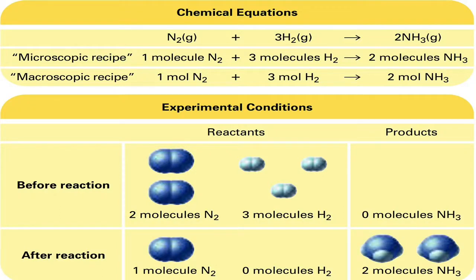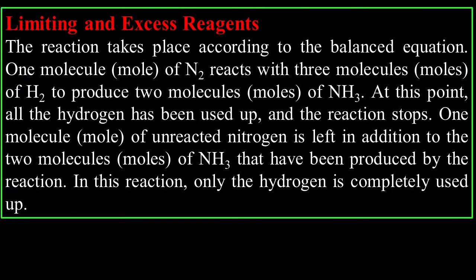Here we have the equation, the microscopic and the macroscopic, and we have the experimental conditions. We have 2 molecules of nitrogen, 3 molecules of hydrogen, and we want to find the products. After the reaction, we have 1 molecule of nitrogen left over, and we still have only 2 molecules of ammonia, because that's what's predicted relative to the number of particles in the problem based on the microscopic version. The reaction takes place according to the balanced equation.